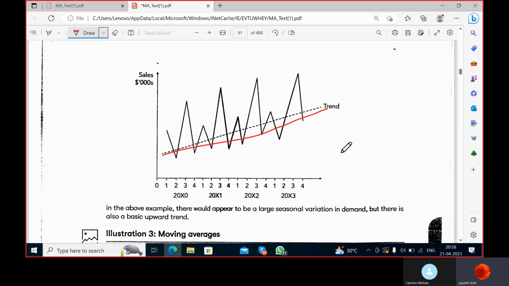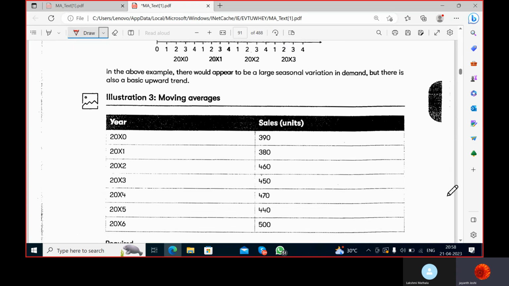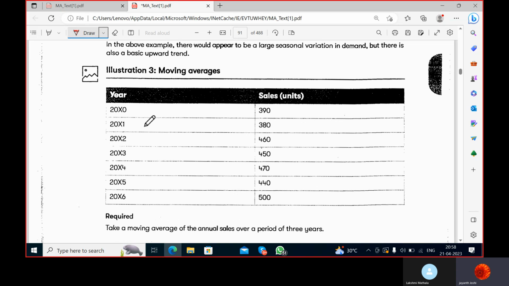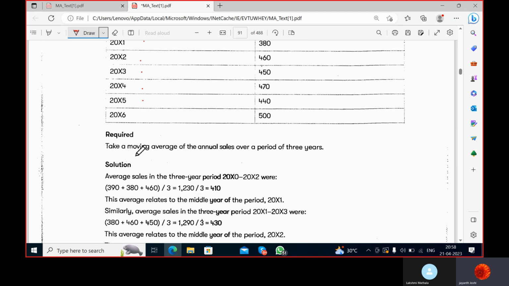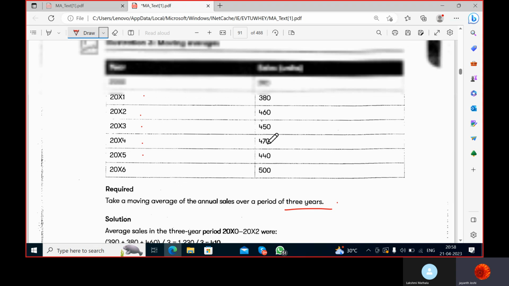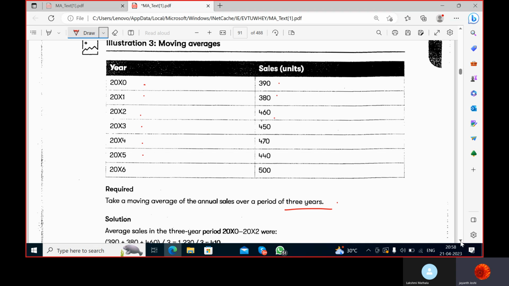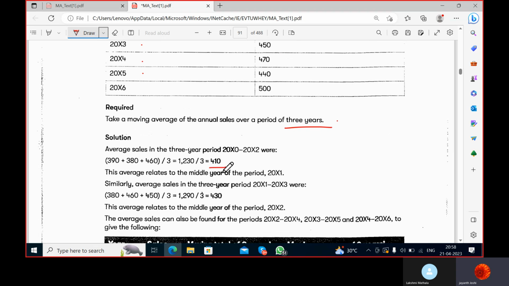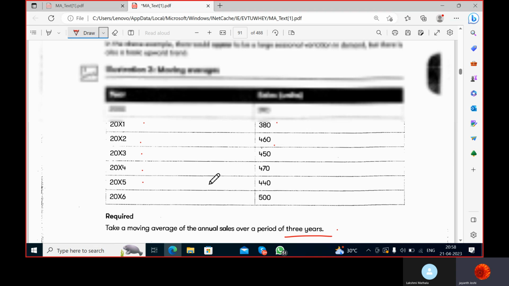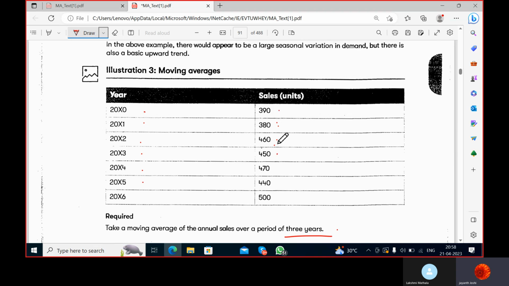And this is a trend. You can see an increasing trend. There's an example of moving averages, Hamsika. You have this data of 7 years, and they're asking us to do a moving average over a period of 3 years. So we'll take 3 years of data, 1, 2, 3, and find the average of that. Similarly, we will take the next 3 years, like 380, 460, 450. Again, 460, 450, 470. Again, 450, 470, 440. Again, 470, 440, 500. Correct?